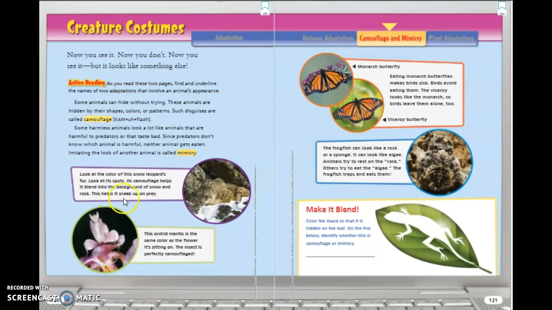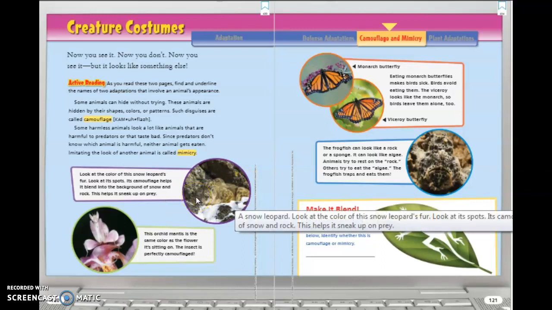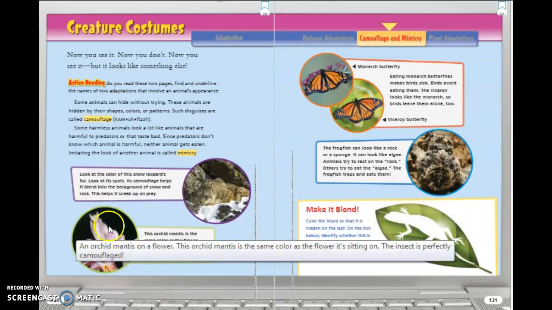Look at the color of this snow leopard's fur. Look at its spots. Its camouflage helps it blend into the background of snow and rock. This helps it sneak up on prey. And it's really hard to see even if you look at the picture. Next one. This orchid mantis is the same color as the flower it's sitting on. Can you see it? The insect is perfectly camouflaged. Right here is the orchid mantis sitting on top of the flower.